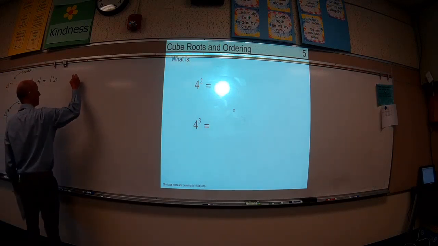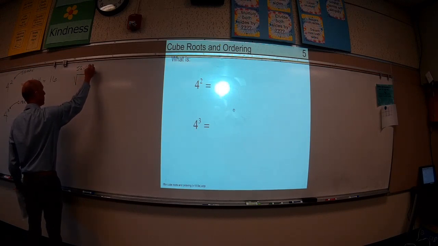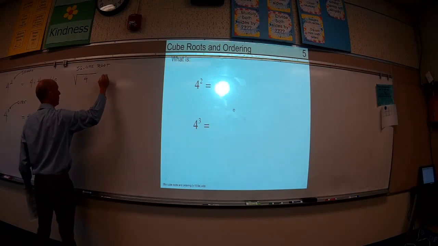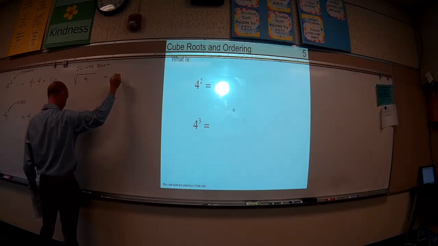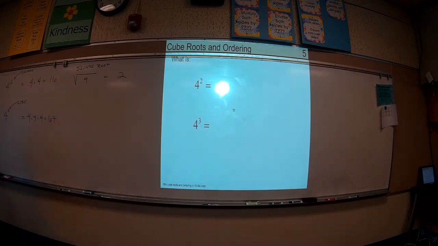This is a square root. What's the square root of 4? Anybody? 2. Thank you. The square root of 4 is 2. How do you know that's true, Maddie? How do you know that the square root of 4 is 2? 2 times 2 is 4. Perfect. That's how you know the square root of 4 is 2.